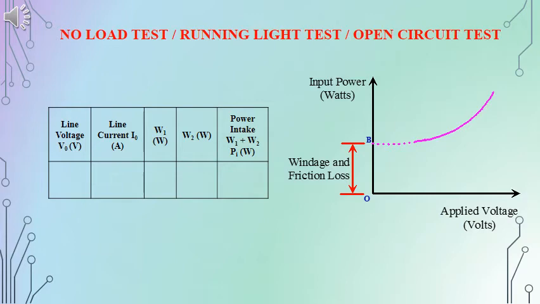The point B will be for an applied voltage equal to 0 condition. At that condition, the iron losses will be 0 and the resistance drop or the corresponding loss for the stator also will be equal to 0. So the portion that is shown on the graph, that is OB, will be equivalent to the windage and frictional loss. In the slide we can also see the tabular column that is used for the no load test.